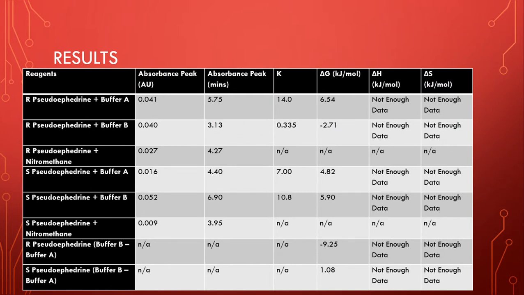And this data table shows the peaks, K, and delta G for all the trials that we ran, but the delta H and delta S were not able to be calculated because the entirety of our experiment was run at 25 degrees Celsius, so there was no variance in temperature allowing for calculation of delta H.